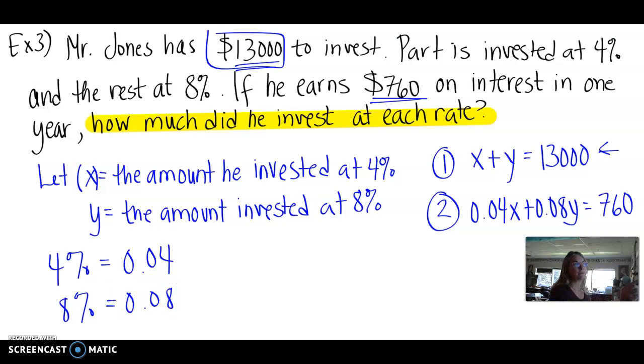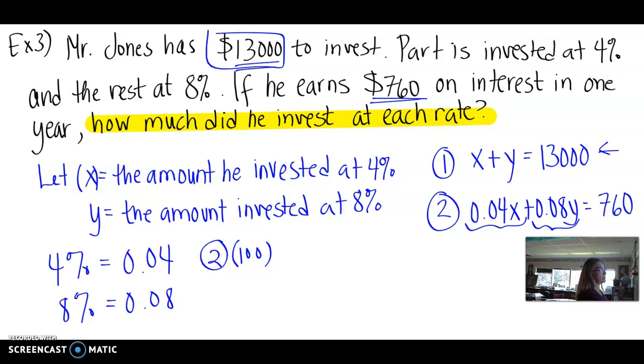So he's making 4% or 0.04 of whatever he invests at 4%, plus he's making 8% times the amount that he invests at that percent. And we know that the total after 1 year is $760. So for this problem, we have decimals. You can solve the equation with decimals, but what I would do is multiply equation 2 by 100 to move the decimal over 2 places, and then you don't have to deal with those decimals.